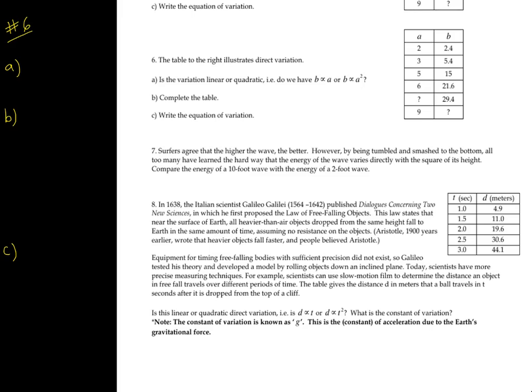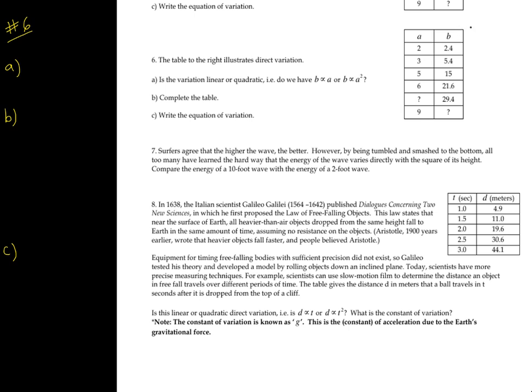Next up in section 11.2, we're going to look at question number 6. This really is a direct follow-up to question number 5. Essentially the same kind of problem, just different data sets here. So we're looking again for part A, is the variation linear or quadratic? Is b over a constant, or is b over a squared a constant? So let's check that out.